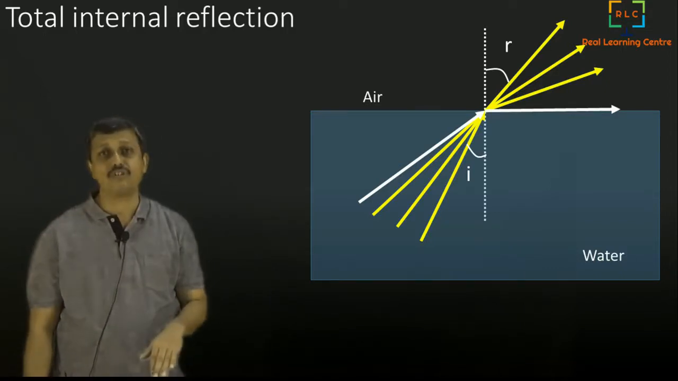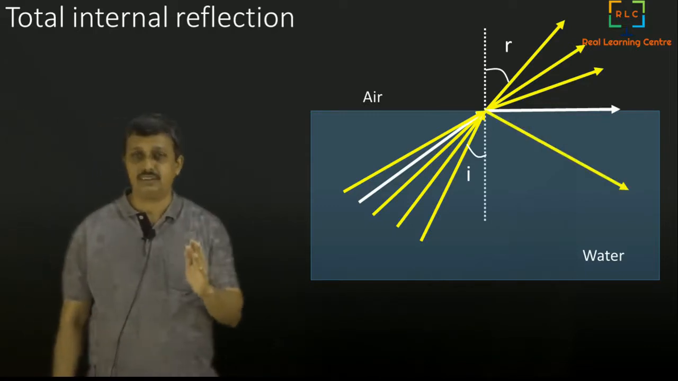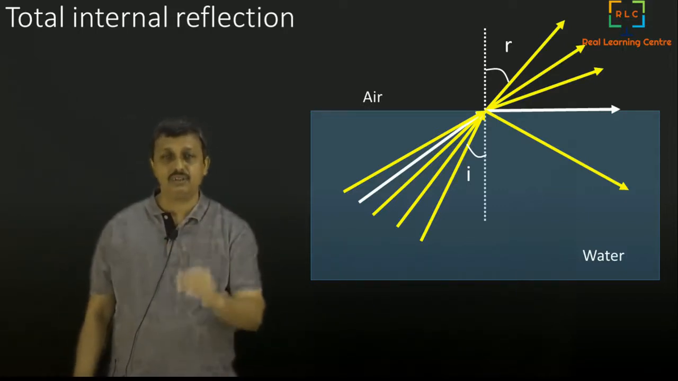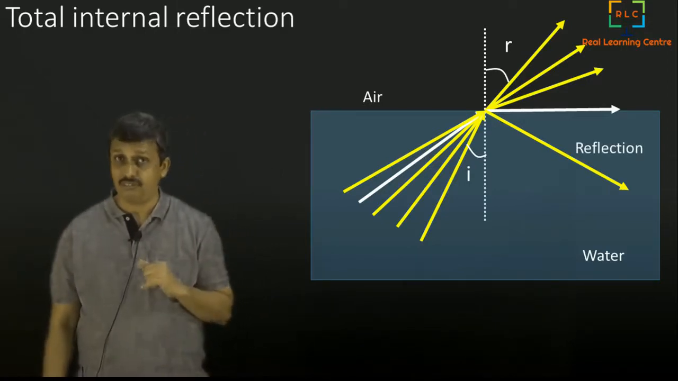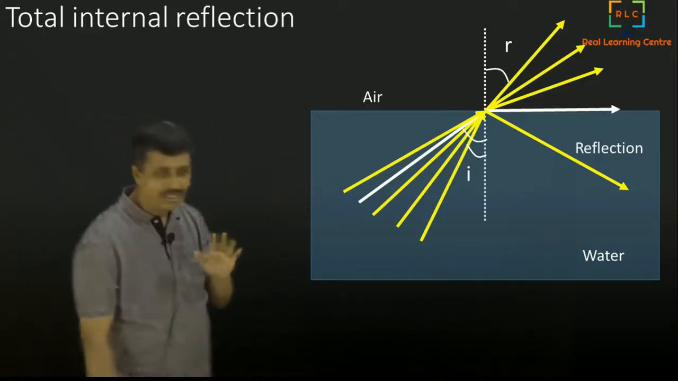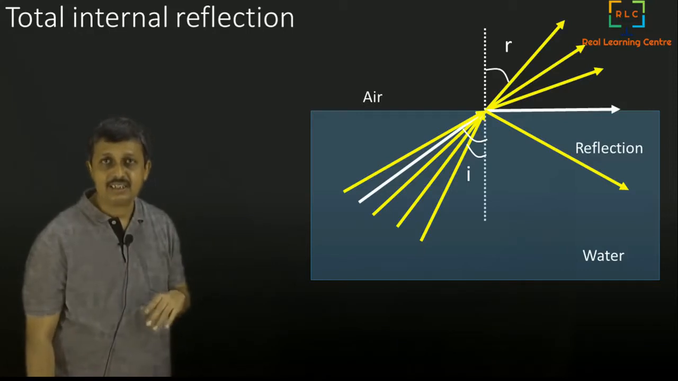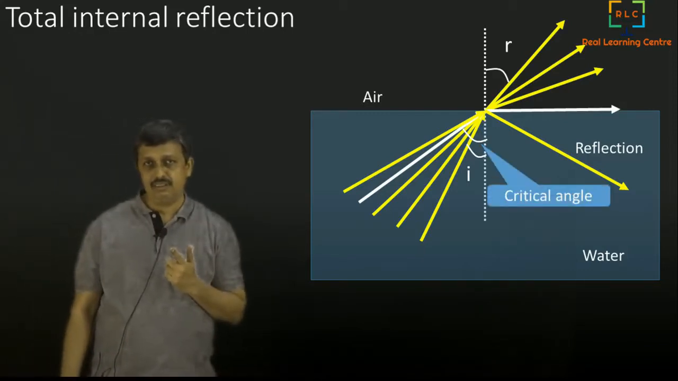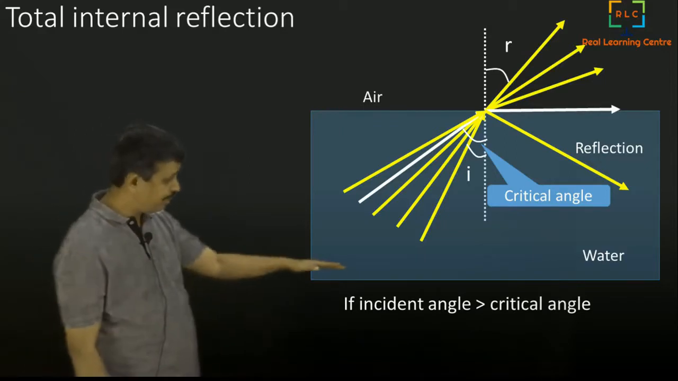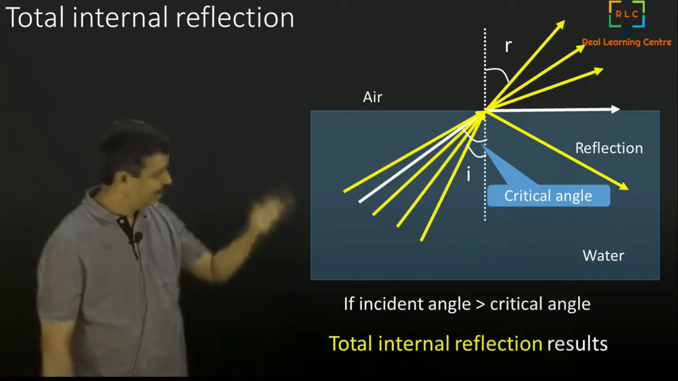Then if I increase the angle of incidence even more, what happens? The light now completely reflects. There will be no refraction. All the light gets reflected back completely. That's why we call it total internal reflection. It reflects completely. And the angle at which it just grazes the surface of the water, where R is equal to 90 degrees, that angle is called the critical angle. So whenever your angle of incidence is higher than the critical angle, you can be sure that there will be total internal reflection because all the light gets reflected inside.